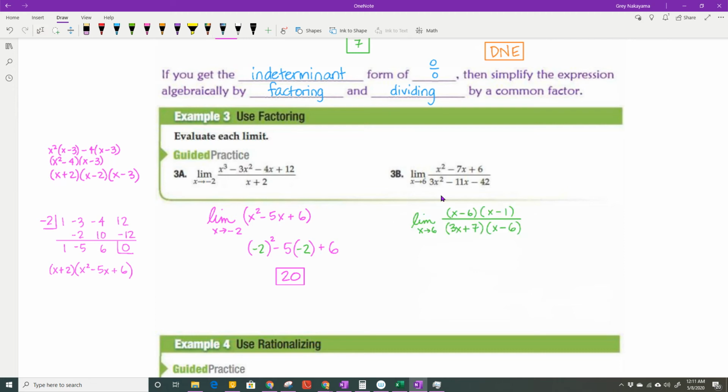So the top factors to x minus 6 and x minus 1. The bottom factors to 3x plus 7, x minus 6. So these two are the same. And now when I do direct substitution, I have the limit as x approaches 6 of x minus 1 over 3x plus 7. When you plug in 6 for x, it looks like that, which becomes 5 over 25, which becomes 1 over 5. Okay?